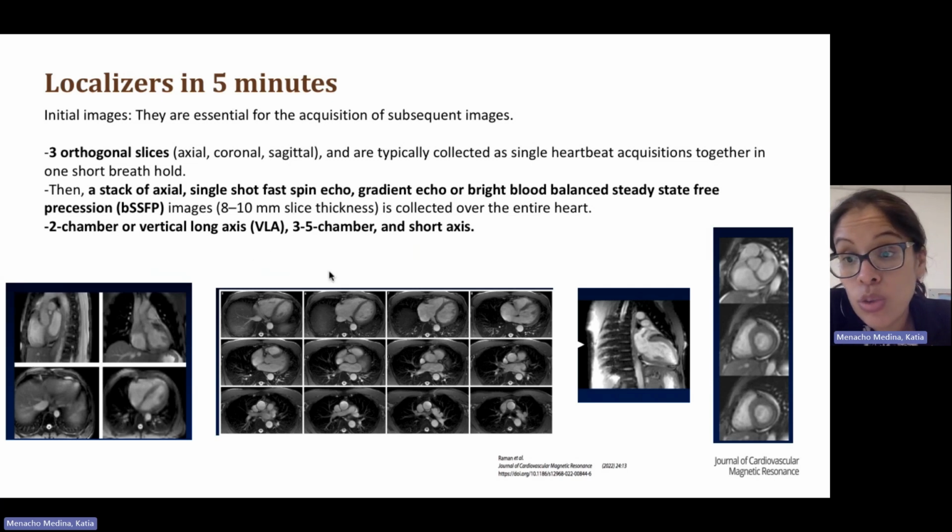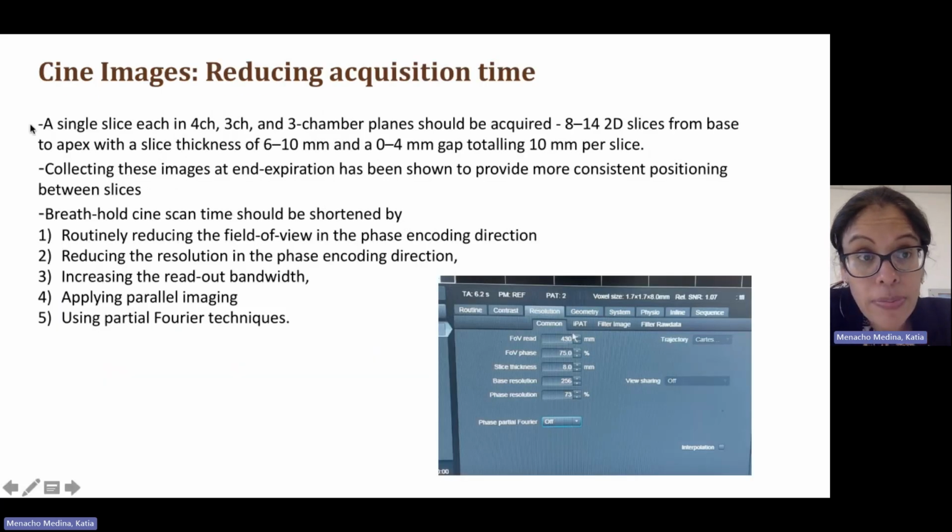And then we will do the 2-chamber and short axis localizers that can allow us to plan the cine sequences. I will explain that in a video later. And we can also reduce the timing of acquisition of our cine sequences. Usually, as a protocol, we have 4 to 3 chamber views. Usually the protocol is already established in the scanner.